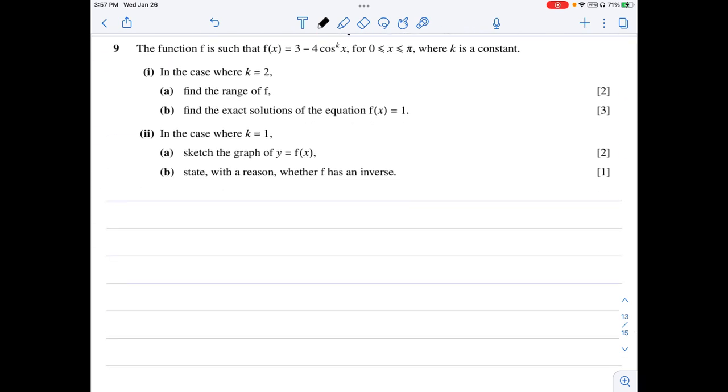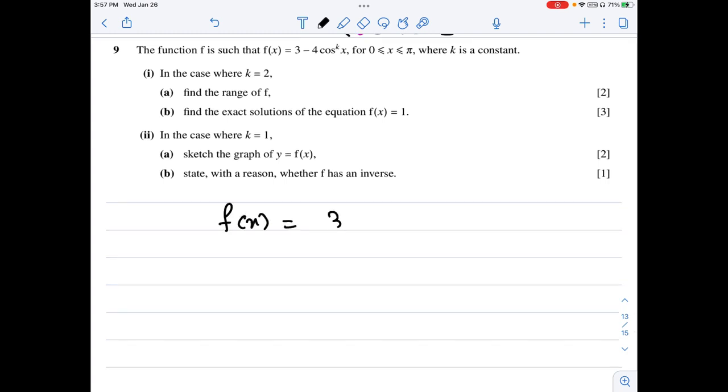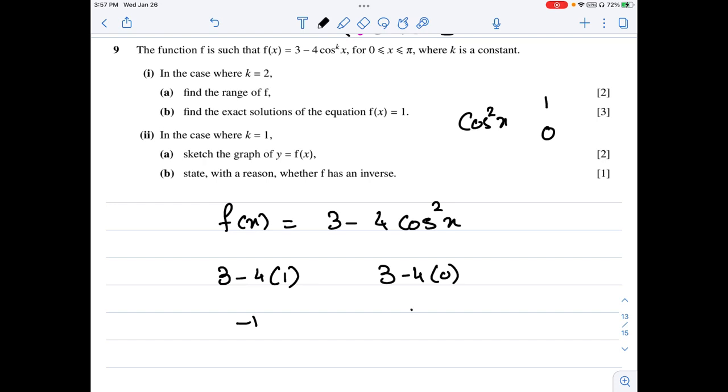Question number 9. The function f is such that f of x is equal to 3 minus 4 cos kx, where x lies between 0 to pi, where k is a constant. In the case k is equal to 2, find the range of f. So f of x will become 3 minus 4 cos squared x. We know that cos squared x has maximum value 1 and minimum value 0. So one limit will be 3 minus 4 times 1, which is minus 1, and 3 minus 4 times 0, which is 3. So the range is minus 1 to 3.